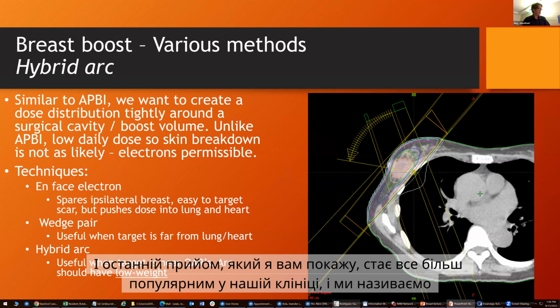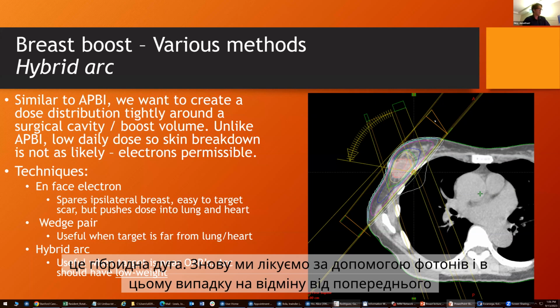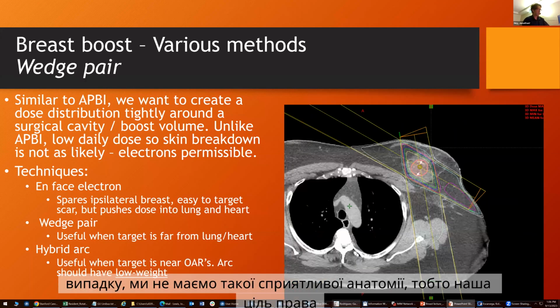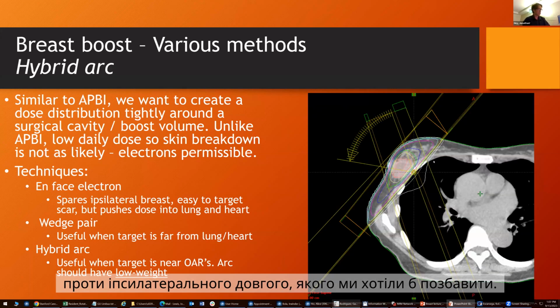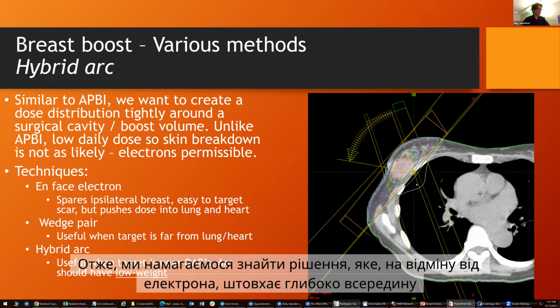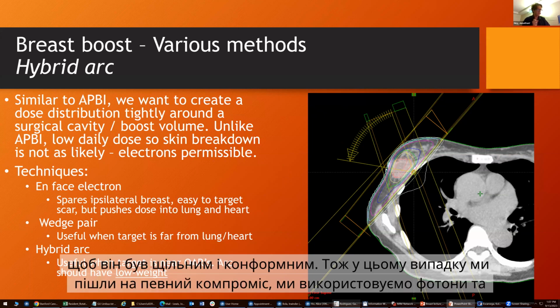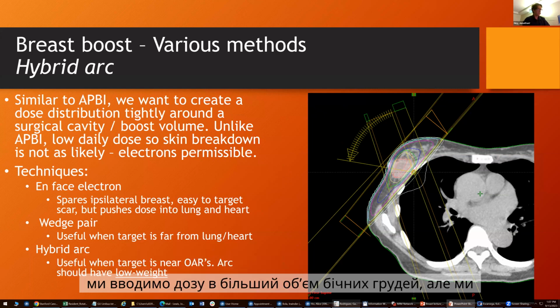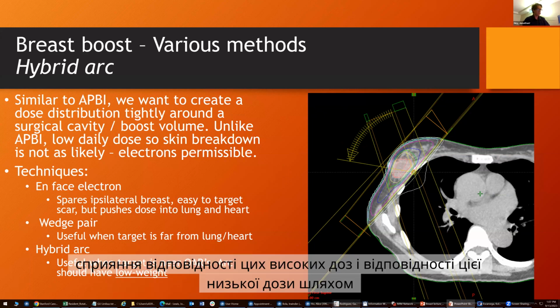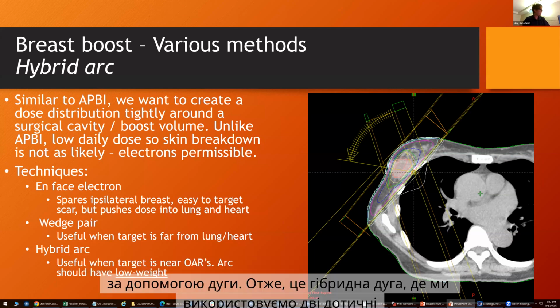The last arrangement I'm going to show you is becoming more and more popular in our clinic, and we call it a hybrid arc. Again, we're treating using photons, and in this case, unlike the previous case, we don't have that favorable anatomy. Our target is right up against the ipsilateral lung, which we would like to spare. So we're trying to find a solution which, unlike the electron, doesn't push deep down into the ipsilateral anatomy, but we're also trying to keep it tight and conformal. So in this case, we've compromised a bit. We are using photons and we are putting dose into a larger volume of the ipsilateral breast, but we're promoting conformity of those high doses and conformity of that low dose by using an arc.